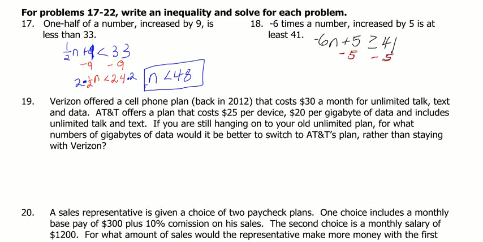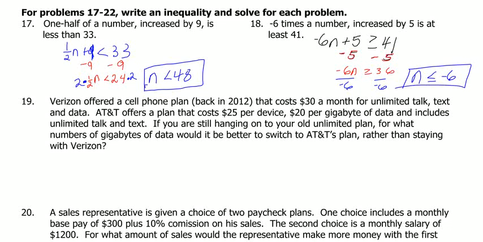Okay, and that's going to be negative 6 n greater than or equal to, let's see, if we subtract 5 from 41, that's going to lead us to have 36. Now we can divide by negative 6 on both sides of this inequality, leading us to have n less than or equal to negative 6.